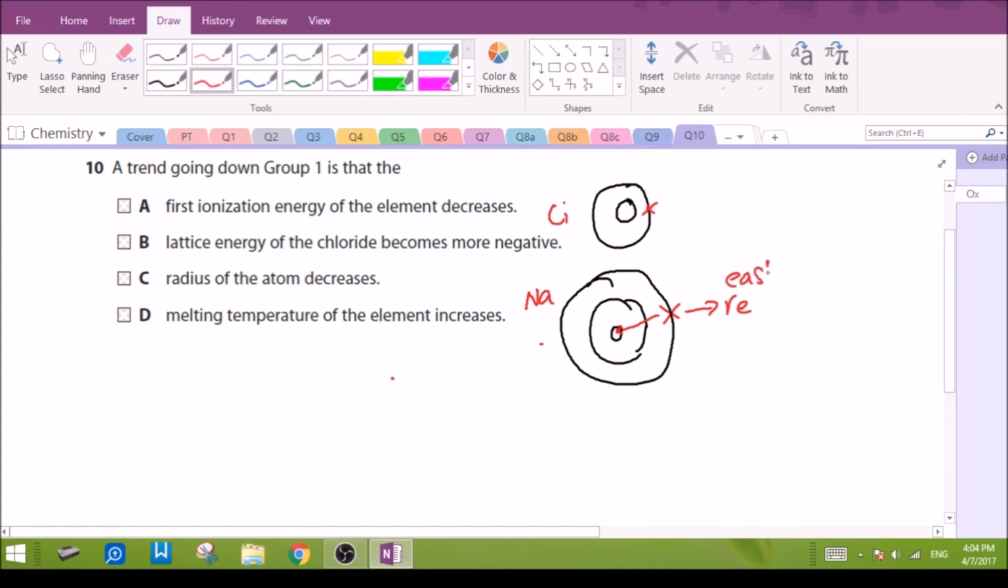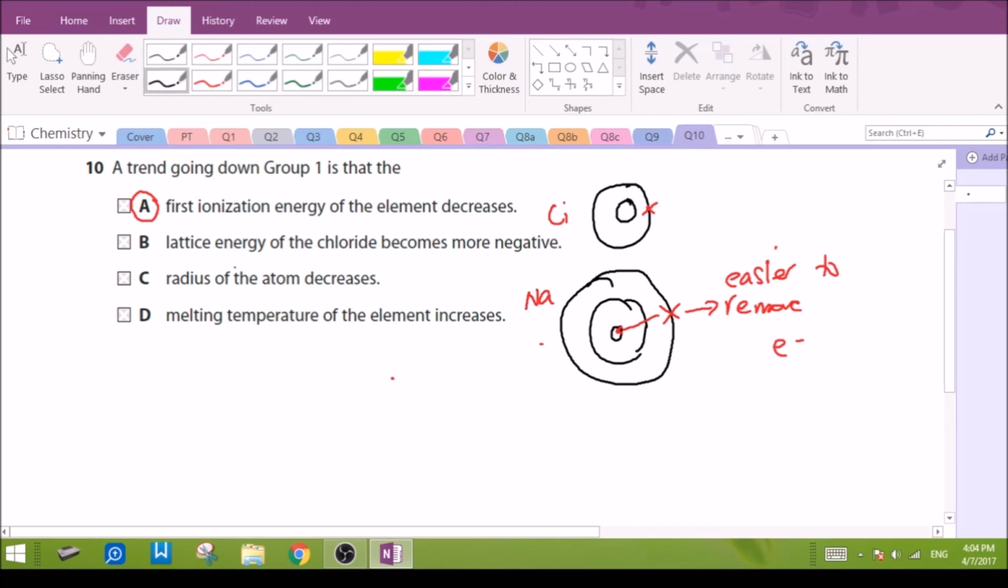Easier to remove electrons. Since it's easier to remove electrons as you go down the group, the ionization energy of the element is decreasing. So statement A is correct. Let's look at the other options to see why they are incorrect.